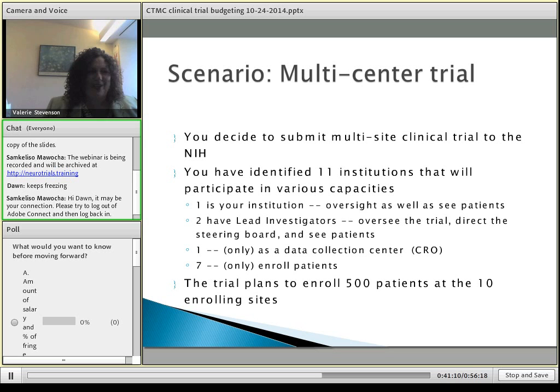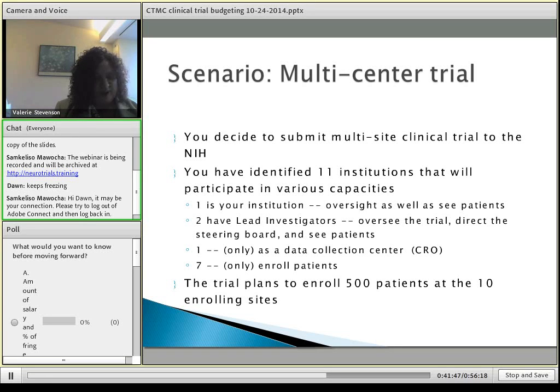So when we're thinking about another scenario for multi-center clinical trials, in this scenario, you decide to submit a multi-center clinical trial. You have 11 institutions that have the patients you need, and you want to bring them on board. One of them is your institution. Two of them have lead investigators that are collaborating with you. It could be a multiple PI plan or someone who's very invested in developing the science. And maybe they're also going to see subjects.